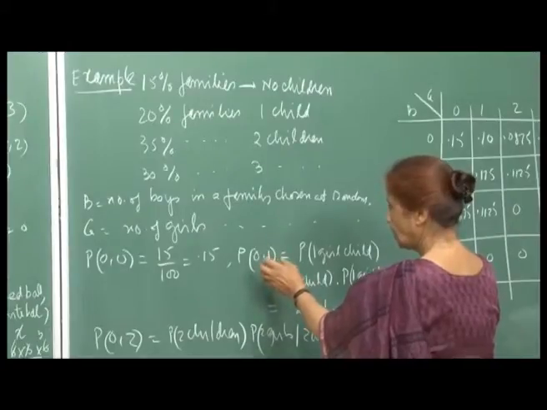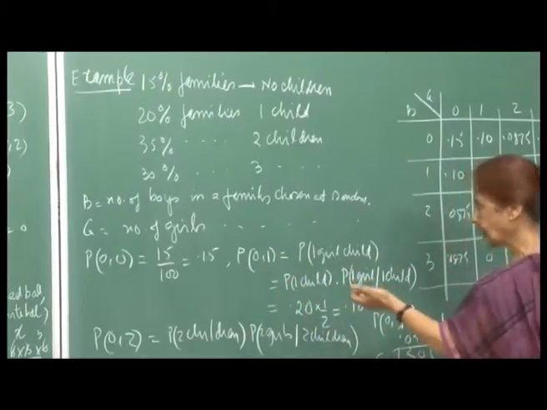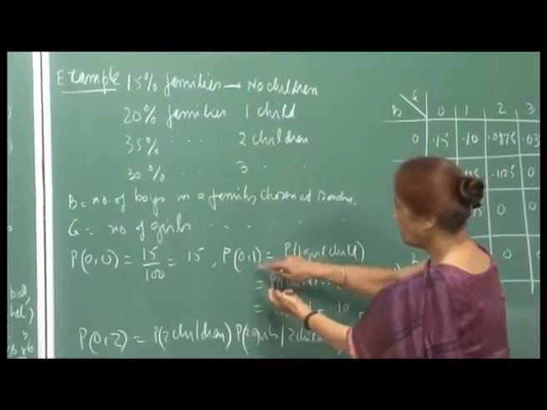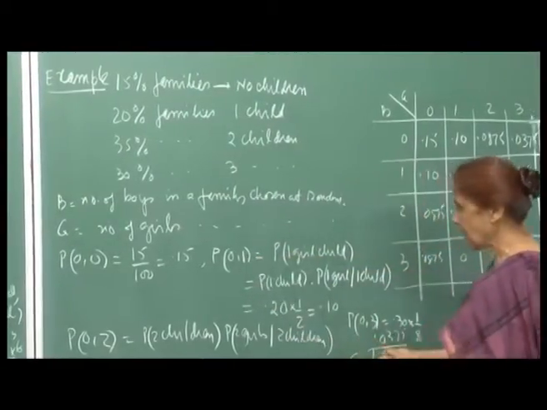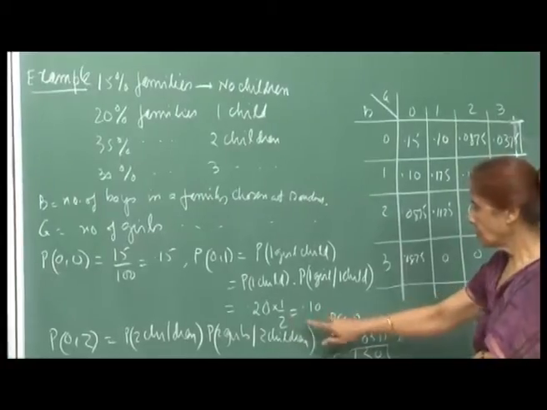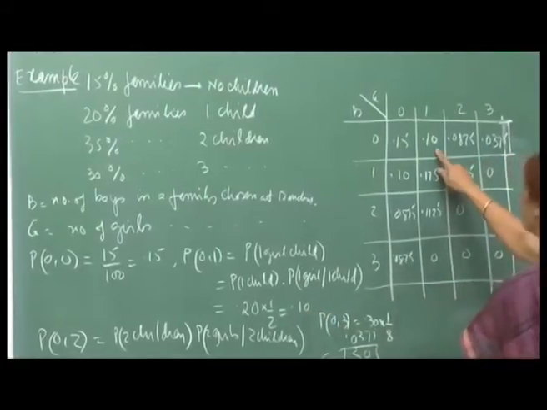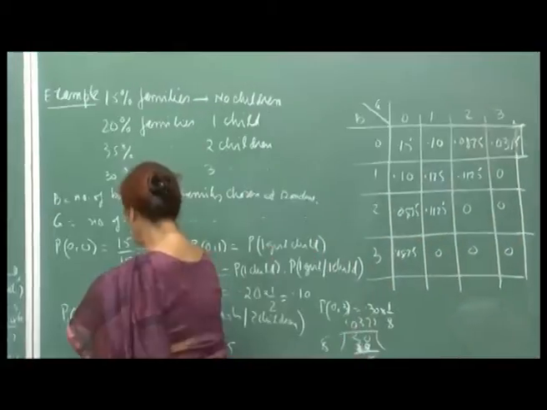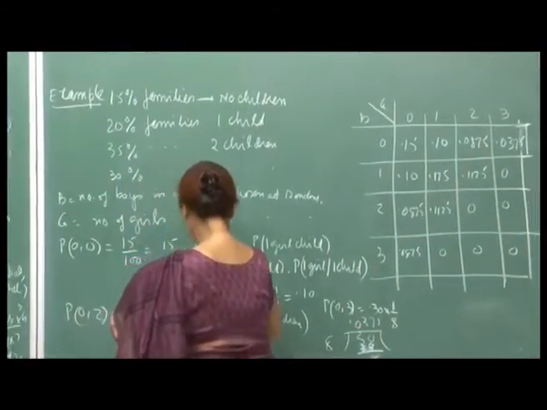So, the total number of children in the family is 1. So, that probability is 0.20. Then it being a girl or a boy, the probability is the same, therefore, it will be into half. So, that is 0.10, that is the number you enter here. Then similarly, if you want to compute P02, then it will be 2 children.